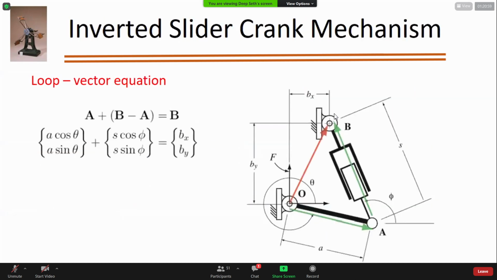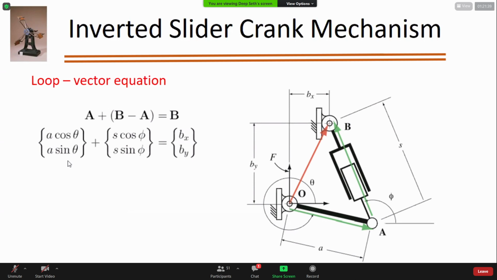Now let's see this kind of mechanism where you have a slider in the link. It's like a piston cylinder arrangement, or you can say some kind of hydraulic cylinder arrangement. Maybe you have seen the hydraulic cylinders in dumper trucks which open and throw things from the slides. First we will have to make a vector loop, which is A plus (B minus A) is equal to B.